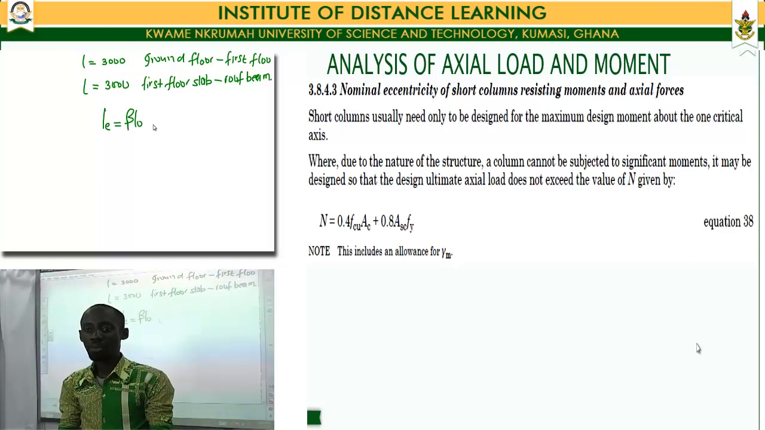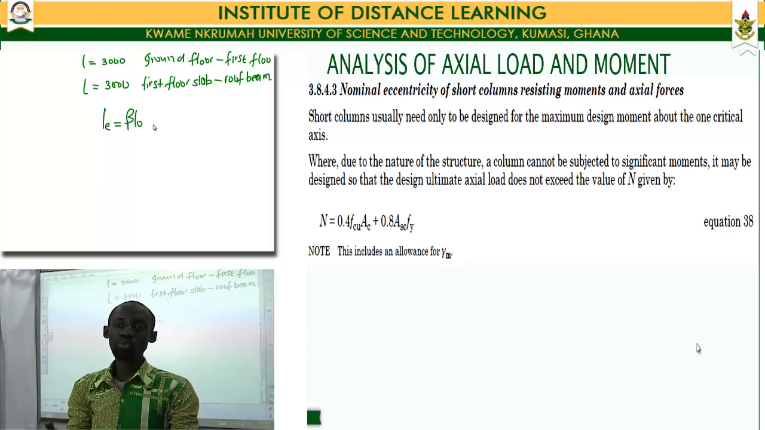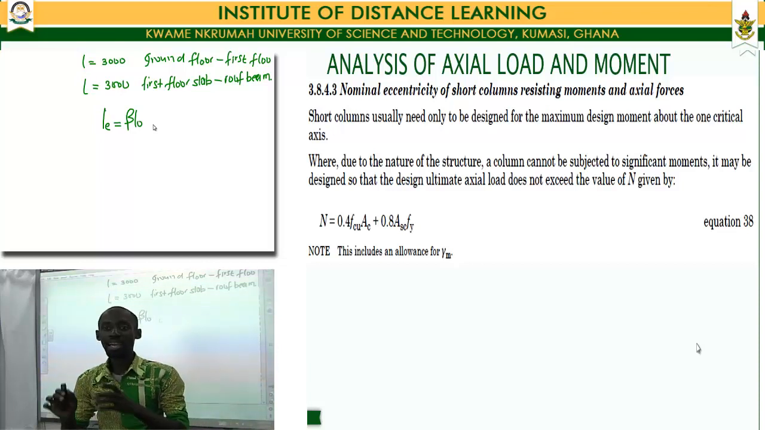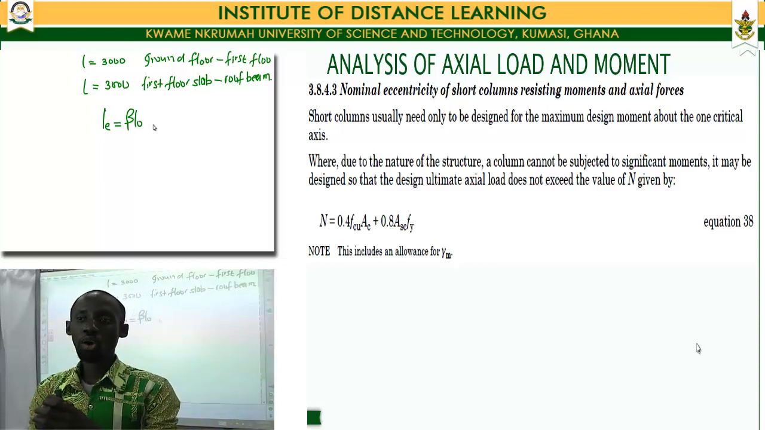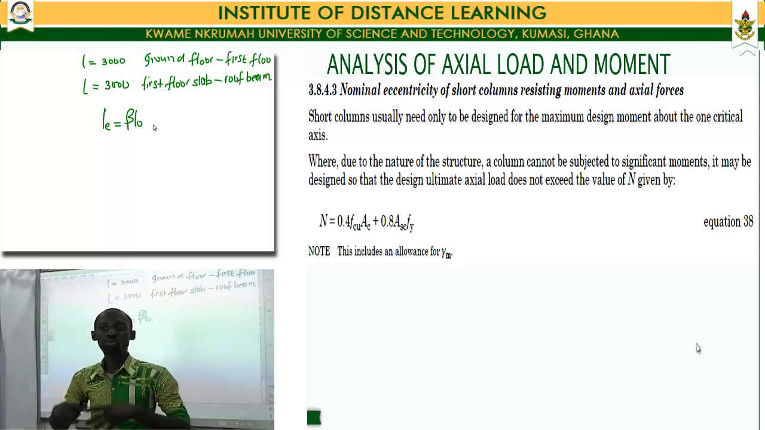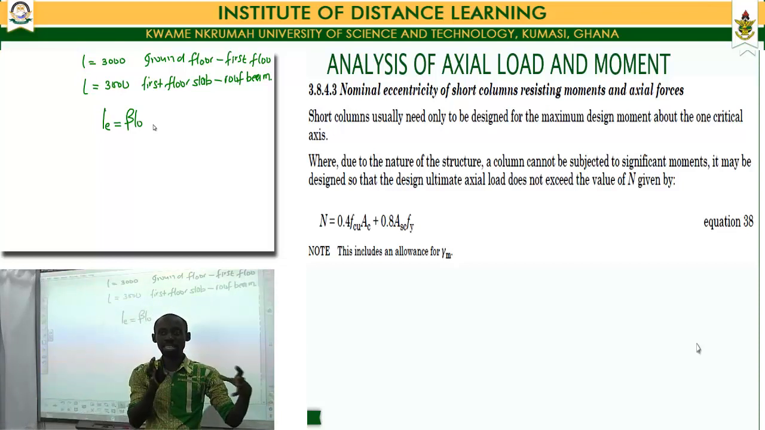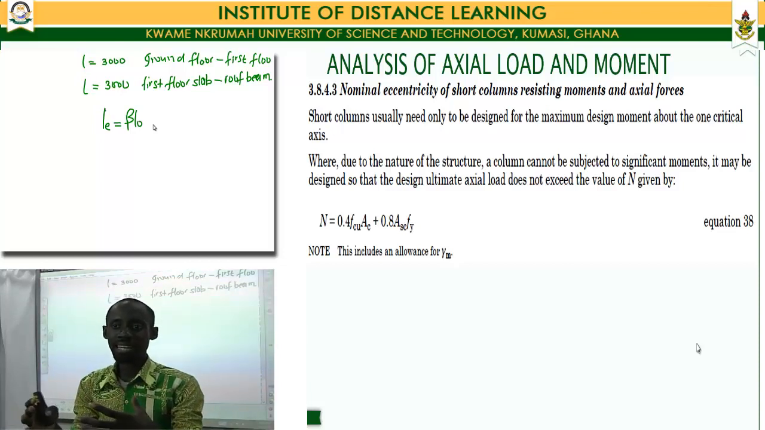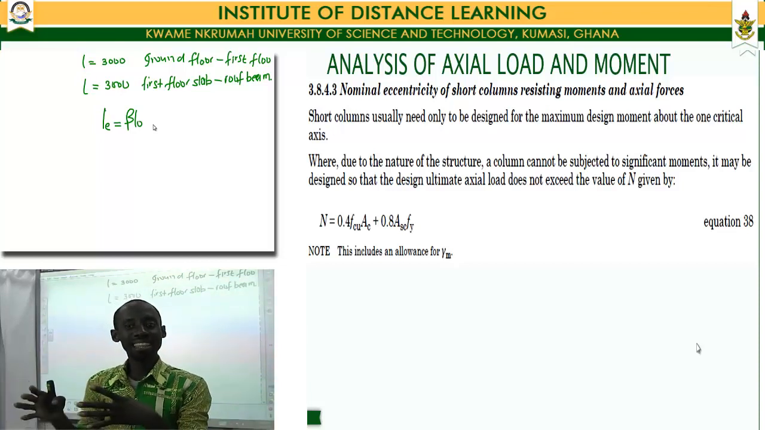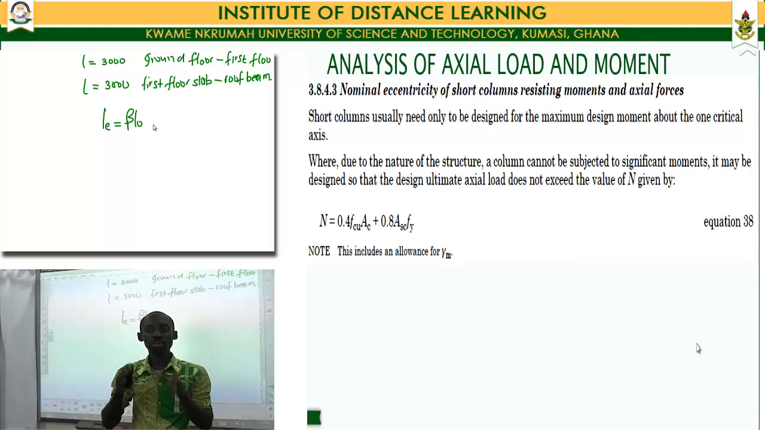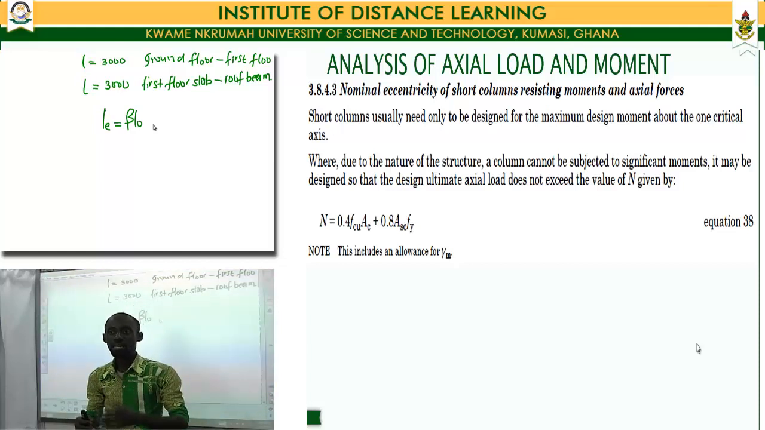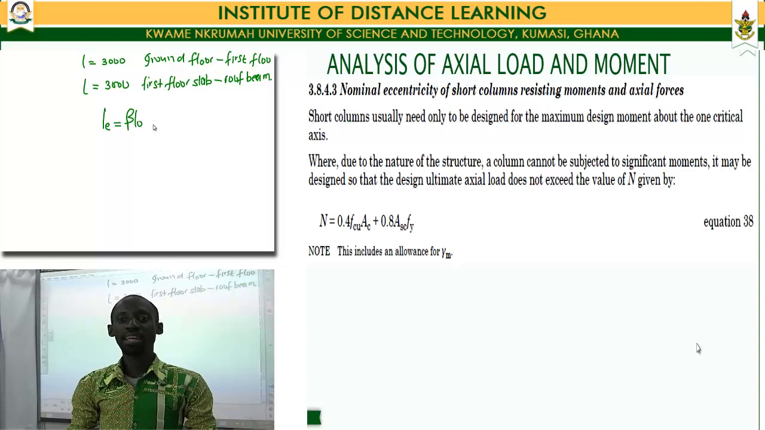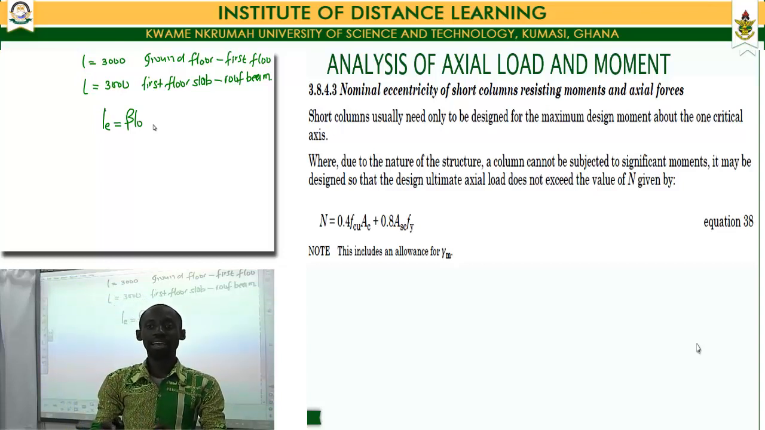Now, because the loadings in our structure aren't so much, and because our column is not so eccentrically loaded, it can be deduced that the moments induced in the column wouldn't be that much, which would necessitate us designing for a moment in a particular plane. If our moments are not so much as to necessitate designing for moment in a particular plane, then we can design it such that our ultimate axial load does not exceed the value of N as given in the equation.